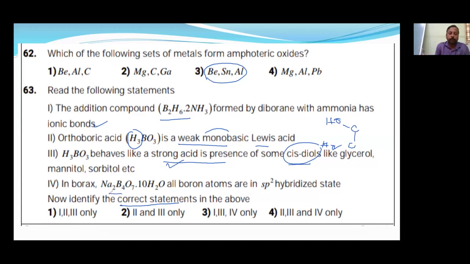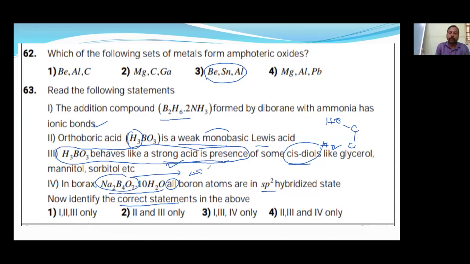Next, Na2B4O7. According to this only, in H3BO3, there is a special lecture only for the H3BO3. There I clearly explained in the titration why cis diols are added. And sp2 hybridized. Now identify the correct. Actually, all boron are not the same. Two boron are sp2 hybridized.